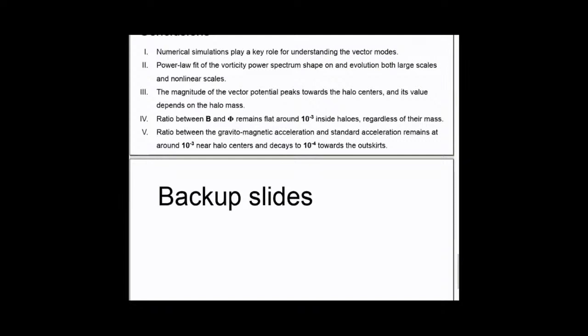We can also look at the halo mass distributions. We have found that inside the halos, the ratio between the vector potential and the scalar potential remains roughly flat and around 10 to minus 3, regardless of the halo mass. Something similar happens when we take the ratio between the gravitomagnetic force and the standard force term. The ratio also remains at around 10 to minus 3, regardless of the halo mass, and decays by roughly one order of magnitude towards the outer parts of the halos. So that's for me.